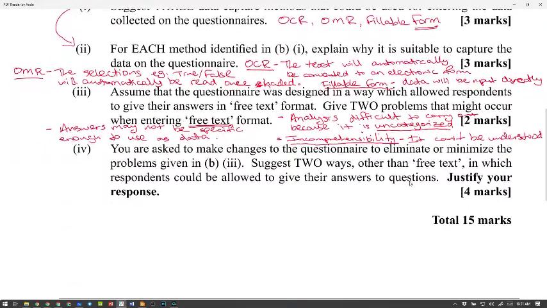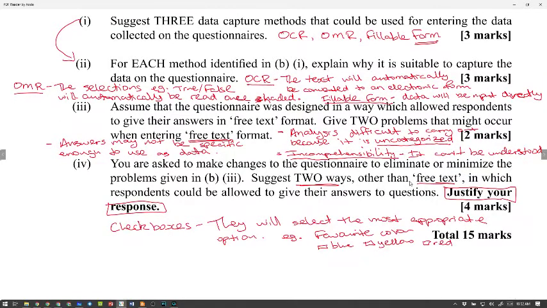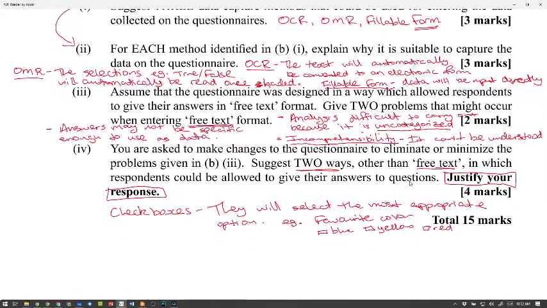Alright, you are asked to make changes to the questionnaire to eliminate or minimize the problems given in B part 3. Suggest two ways other than free text in which respondents could be allowed to give the answers to questions. So two ways other than free text. So all you have to do is give the ways, but it says justify your response. When you say justify your response, of course you're going to have to say something that is going to back up your points. So check boxes, which will be like you select the most appropriate option, example, favorite color: blue, yellow, red, and you could just put an example of it. That will get you 2 marks, good.